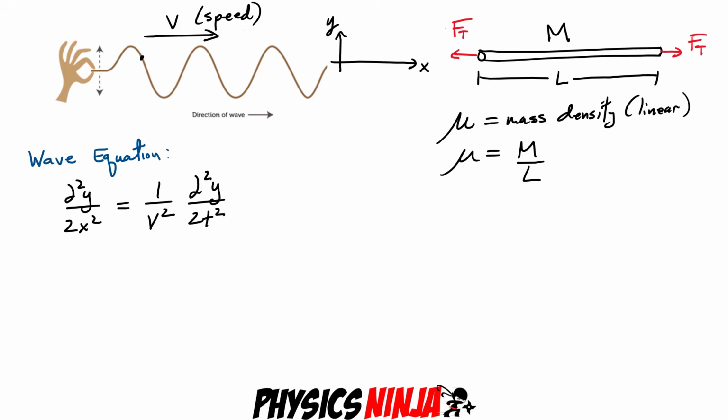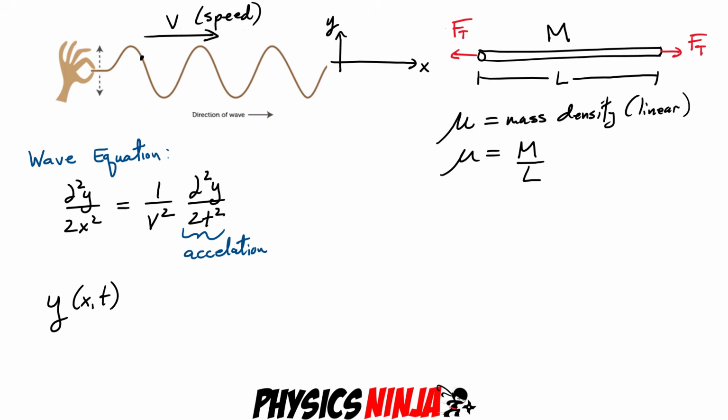Well, what does this second term look like? This simply looks like an acceleration term, right? A second derivative with respect to time looks like an acceleration. And you can derive this using basically Newton's second law of motion, F equals ma. We'll save that for another video. What's important actually is solutions to this equation.